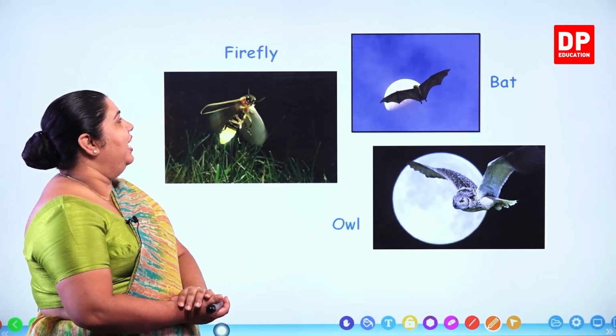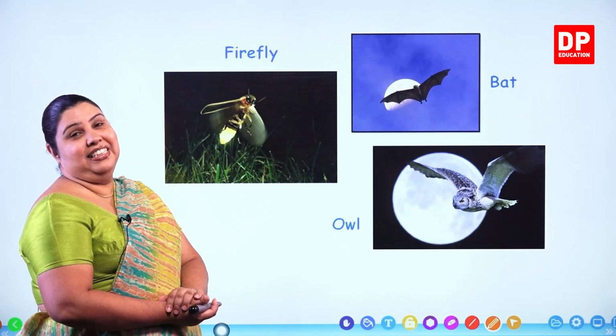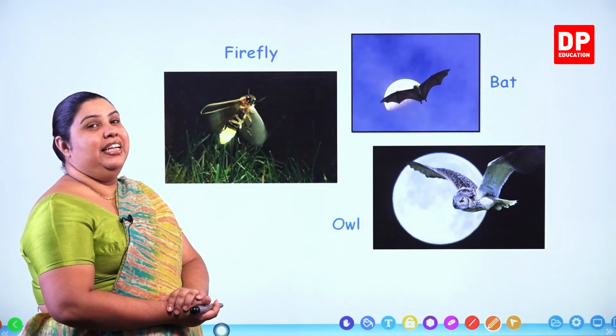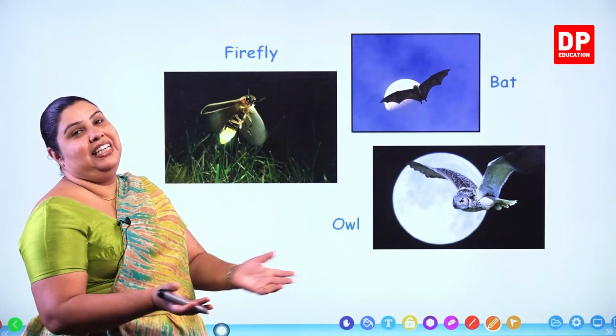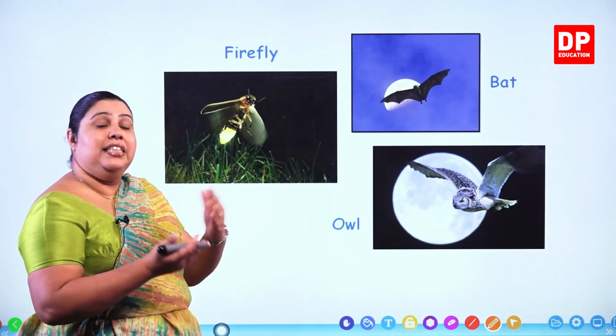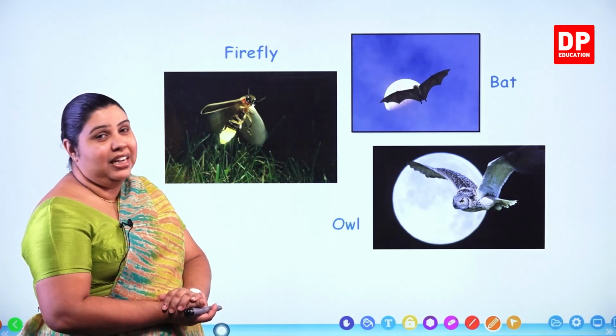The firefly carries a little light at the back of his body. So when he flies in the night in the sky, we can see that very clearly. During the daytime when he flies, still he has that light, but we can't see.